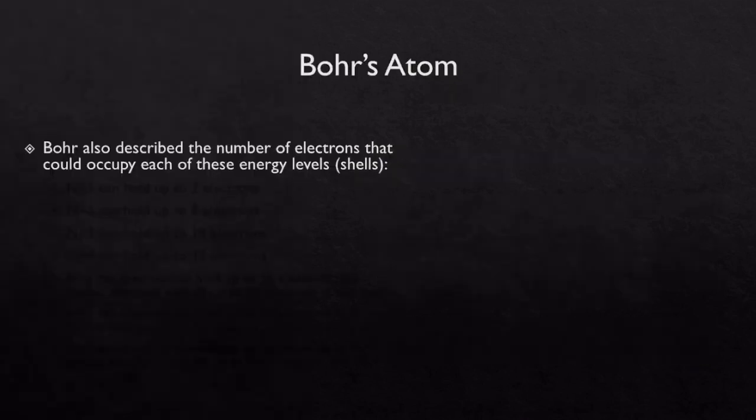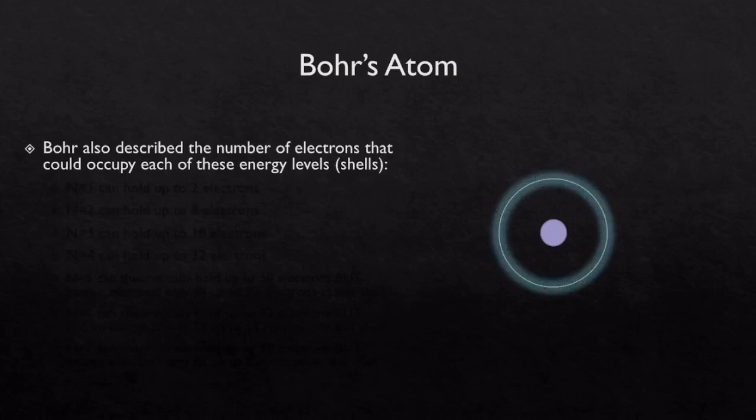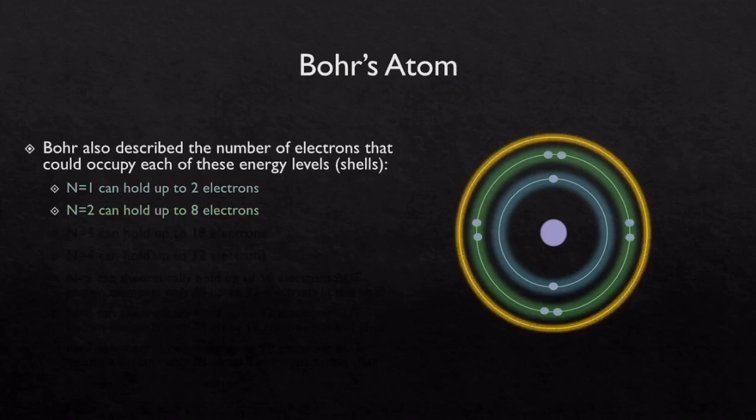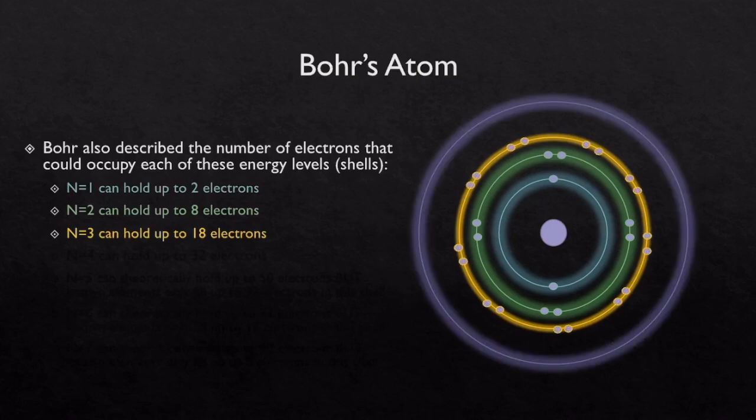So Bohr also described the numbers of electrons that could occupy each of these energy levels or shells. And so here's our nucleus, and we've got our first energy level, and n equals 1 is just a way of describing the energy level. It's the quantum number that indicates which energy level you're in. So n equals 1 is the first energy level, and this can hold up to 2 electrons. And then n equals 2 can hold up to 8 electrons. And n equals 3 can hold up to 18 electrons. And n equals 4 can hold up to 32 electrons.